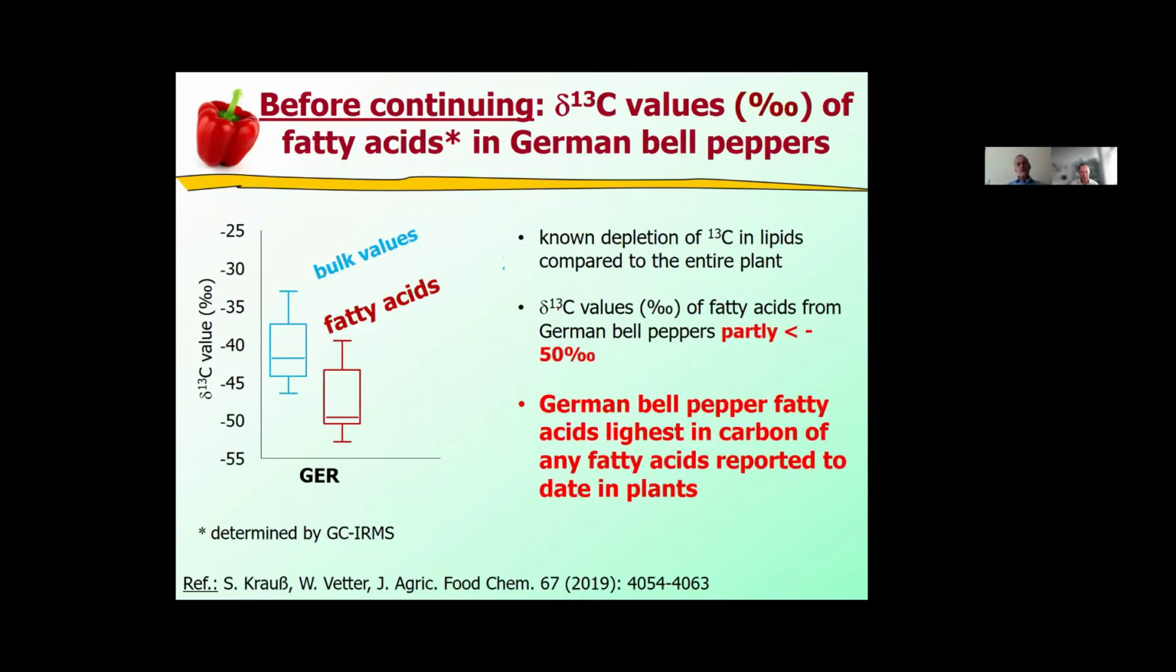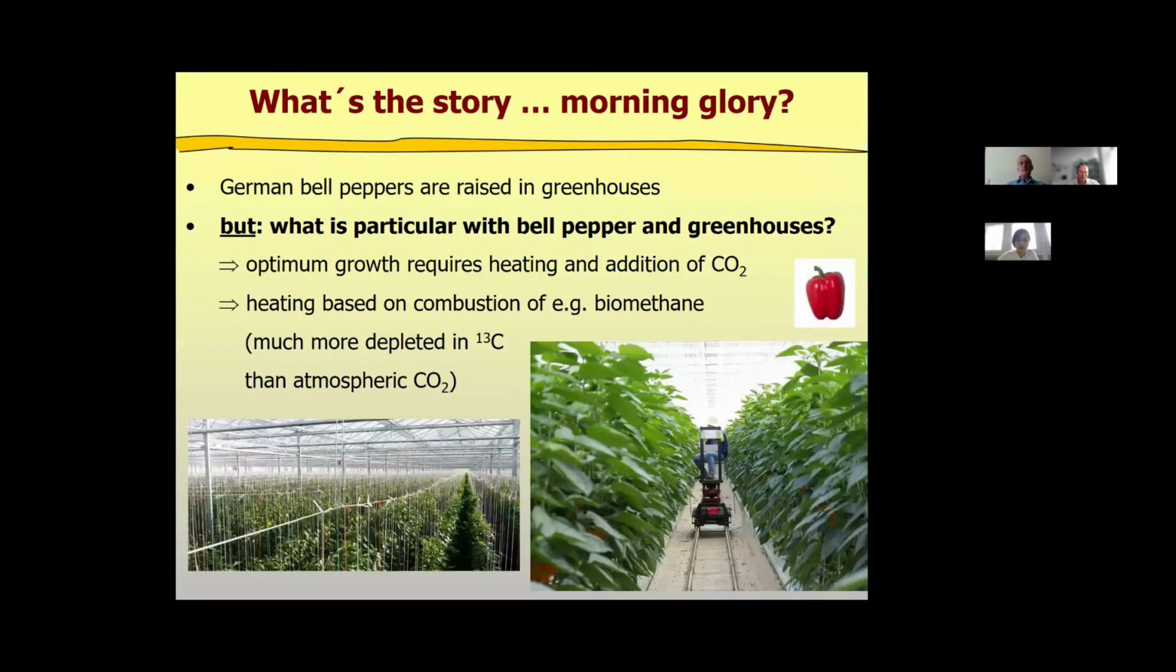And to give you another example, most of what I will show you today are bulk values. That means we measure the whole sample. But of course, we can also determine the individual compounds by GC-IRMS coupling. Nowadays, it's also possible with LC-IRMS. And the fatty acids in the bell pepper were the lightest measured in any food sample. So that means there was something very strange. These plants do not behave like C3 plants. So what is the story behind it?